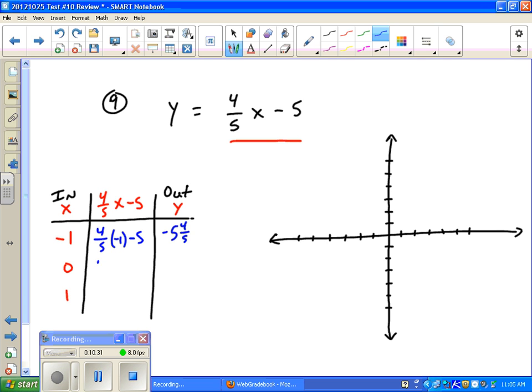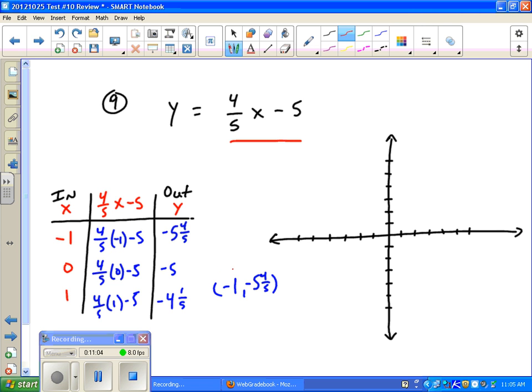4 over 5 times 0 minus 5. Anything times 0 is 0. Minus 5 means -5. And 4 over 5 times 1 minus 5. 4 over 5 times 1 makes it 4 over 5 minus 5 will be -4 and 1/5. Okay, so those are our three ordered pairs. The first one is -1, -5, and 4/5. And we'll graph those individually.